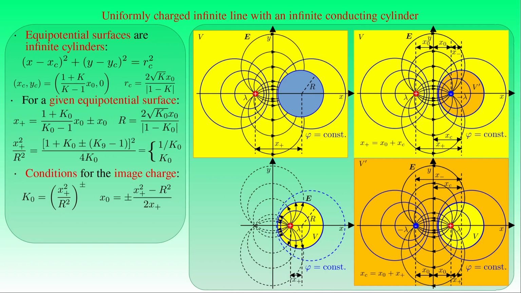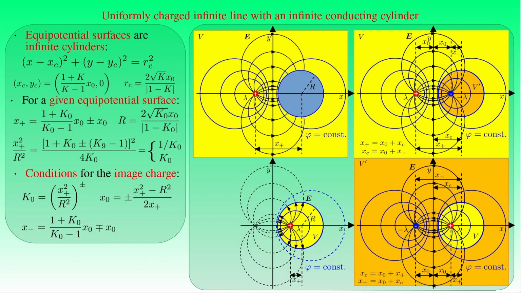We can also calculate the distance x sub minus between the image line charge and the center of the cylinder, for which we can write that the distance x sub c of the center from the origin is equal to the sum of x0 and x sub minus for the first case, and express x sub minus as the sum of x0 and x sub c for the second one. If we combine these two equations into one and substitute the expression obtained for x sub c into the result, we can write that the distance x sub minus is given by (1 plus k naught) over (k naught minus 1) times x naught, minus or plus x naught.